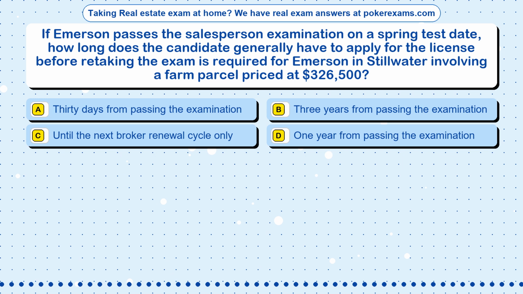Question 80. If Emerson passes the salesperson examination on a spring test date, how long does the candidate generally have to apply for the license before retaking the exam is required for Emerson in Stillwater involving a farm parcel priced at $326,500? Option A, 30 days from passing the examination. Option B, 3 years from passing the examination. Option C, until the next broker renewal cycle only. Option D, 1 year from passing the examination.